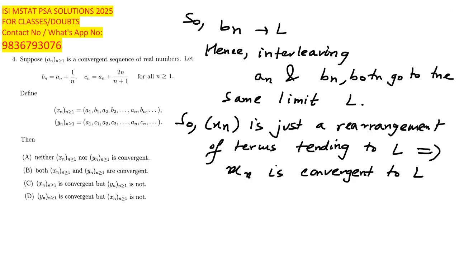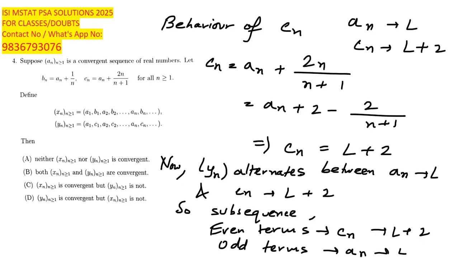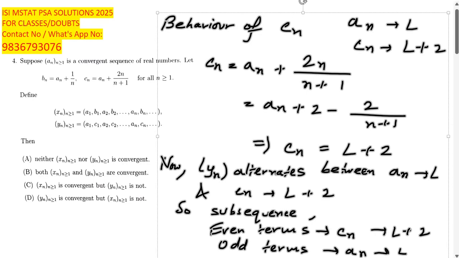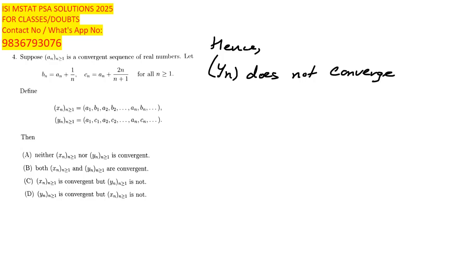So then, hence yn does not converge. That means the limit doesn't exist. So what will be my final answer? My option will be C, but this one not.